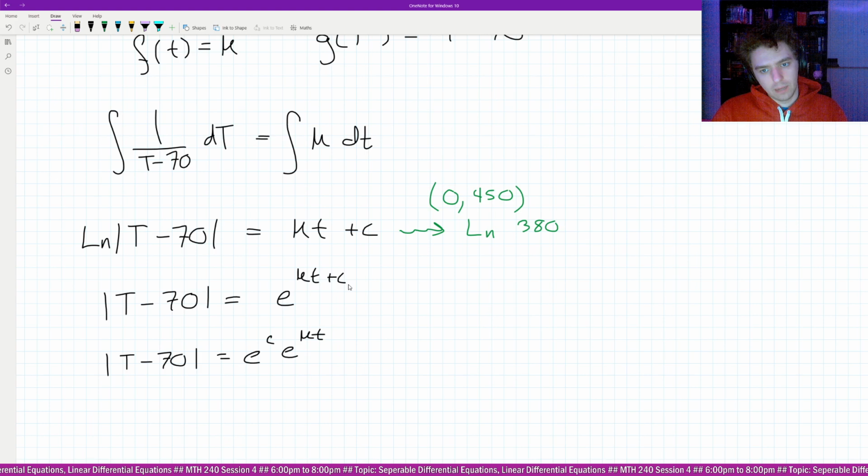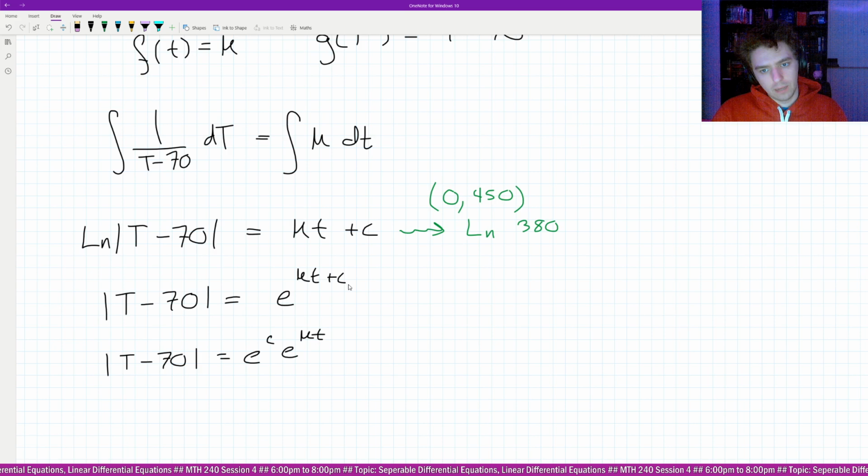Okay, so I solved for C. I know what C is now, using that first point. And e to the ln 380 is just 380. So I'll just put that here. Now we want to keep solving for T, temperature, as a function of time. This is always positive, so you can just get rid of the absolute values. And T equals 380 e to the kt plus 70. And there is our function of time.